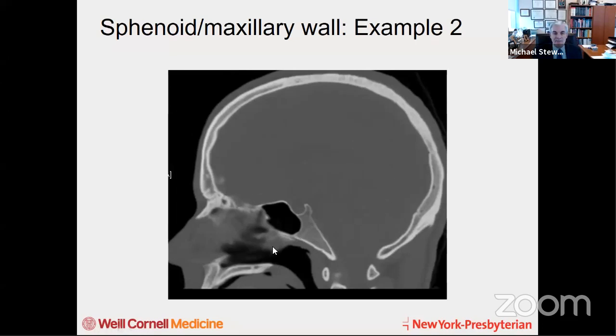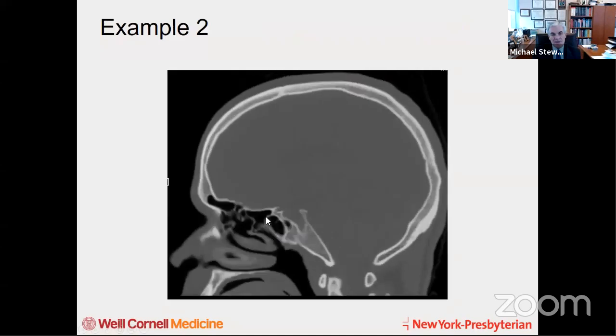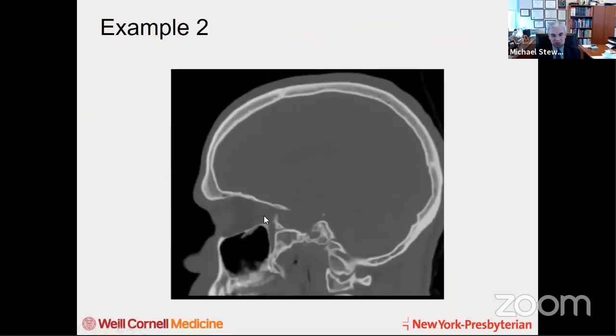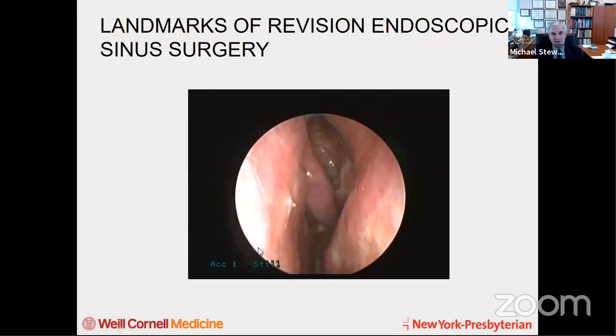Here's another example from another set of scans. Here's the anterior face of the sphenoid. Here it is, there it is, and there it is. The posterior wall of the maxillary sinus is the same depth as the anterior face of the sphenoid.